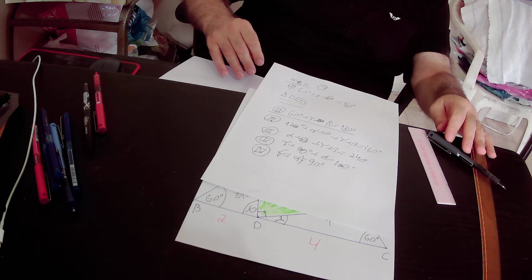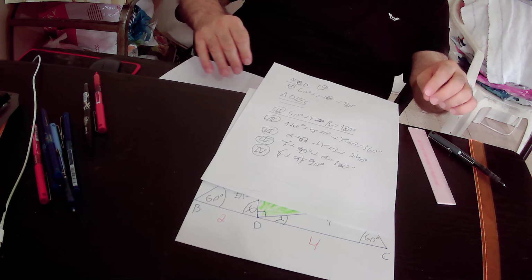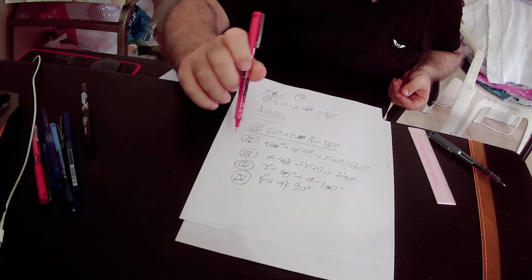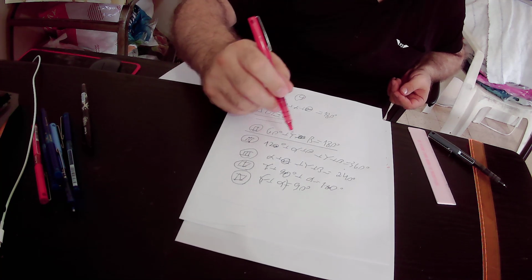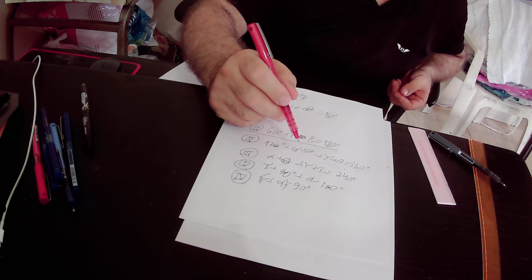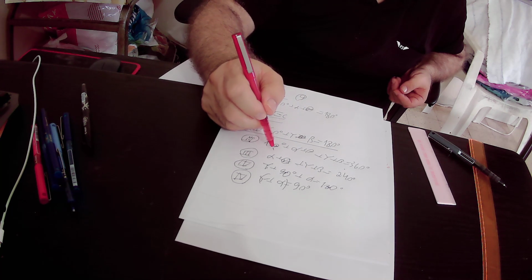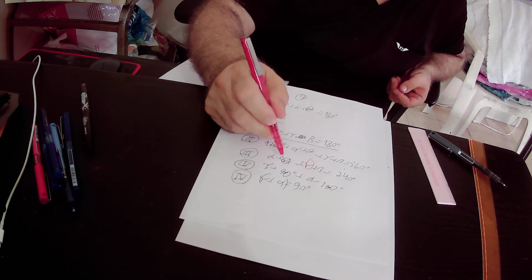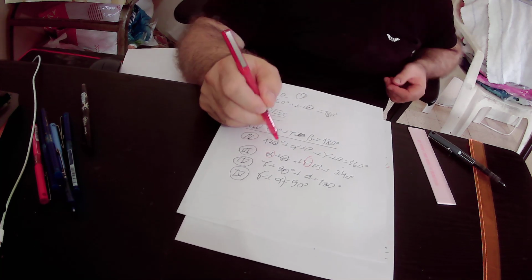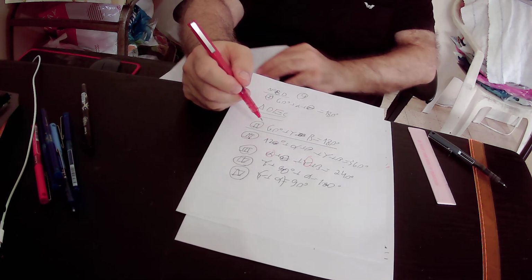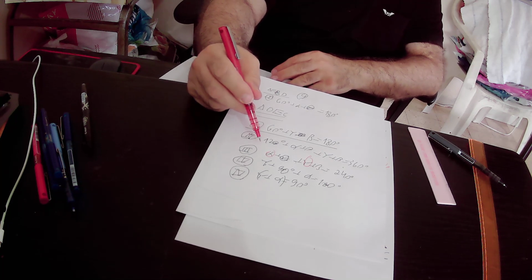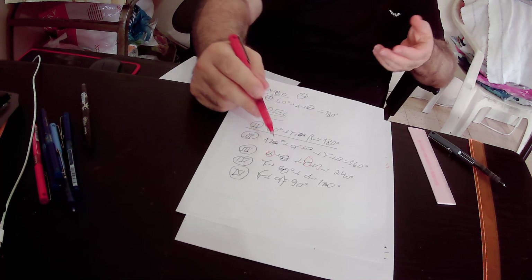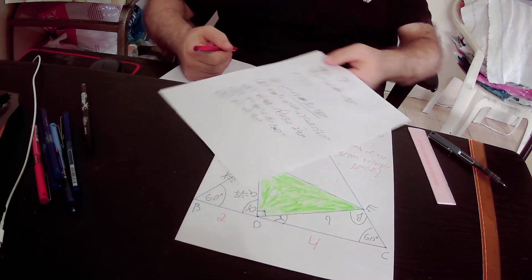Okay, but if gamma plus alpha equals 90 degrees, then we can substitute gamma plus alpha. Here we have in the third equation gamma plus alpha. We can substitute gamma plus alpha in the third equation by 90 degrees, because gamma plus alpha equals 90 degrees. Okay, so we will do it now.